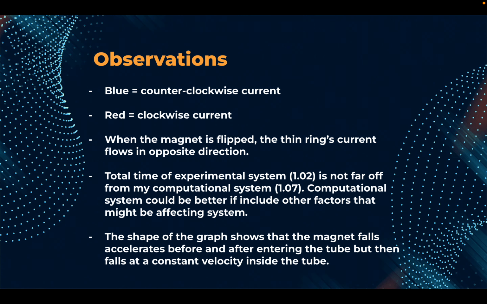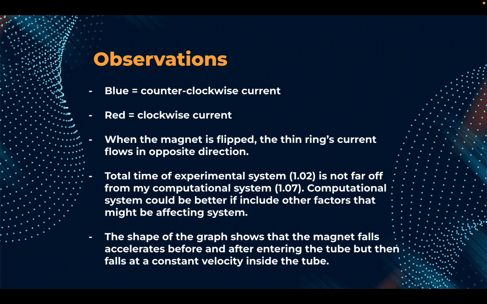I found that blue meant a counterclockwise current versus red indicated a clockwise current. Next, when the magnet is flipped, the thin rings' current flows in the opposite direction. And then I just noted that our experimental system was not very far off from the computational system. So that being said, the experimental system is a good way of doing this experiment, but the computational system typically is more accurate because you don't have to deal with outside factors.